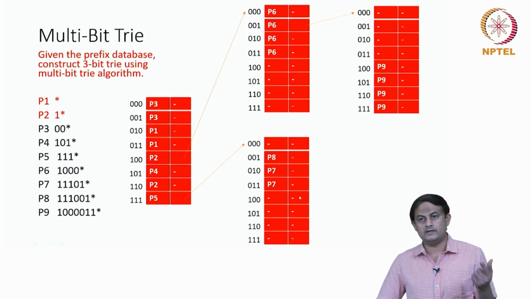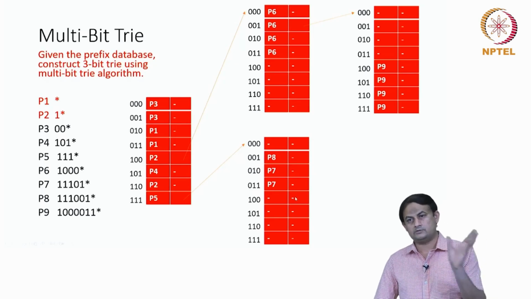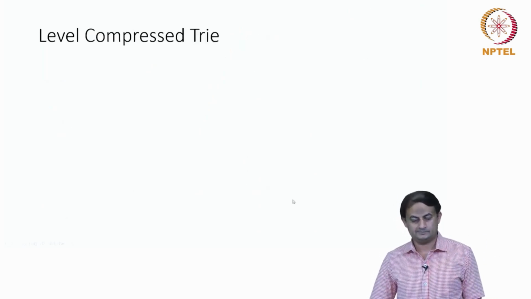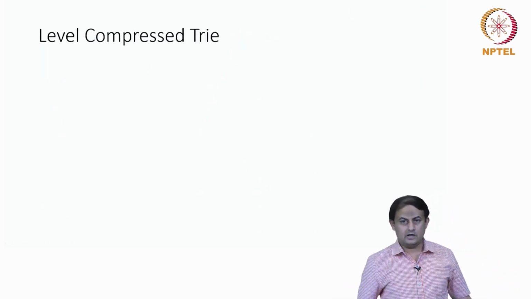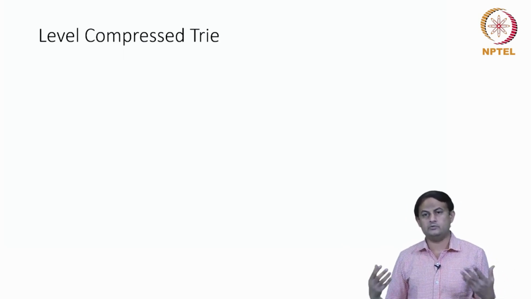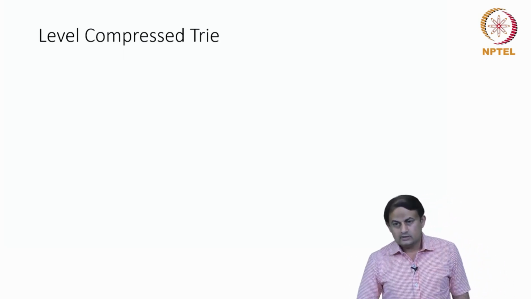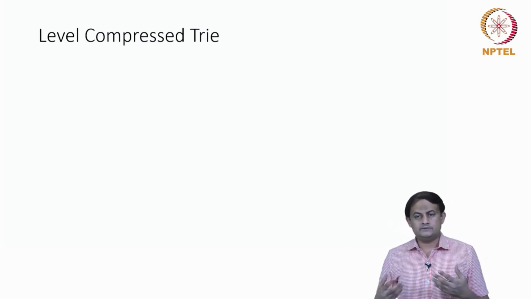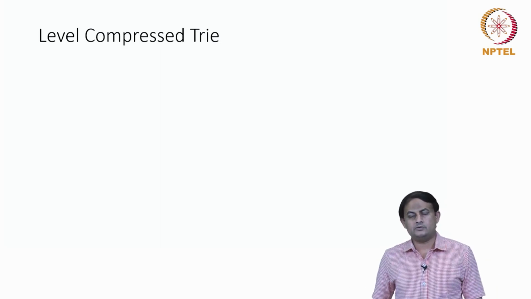But every table entry will match only k bits. So that is one optimization that you can do on the binary trie, where if you have the ability to match multiple bits in one go, then you can do that. So now the question is, is it the only optimization that you can do on the binary trie?